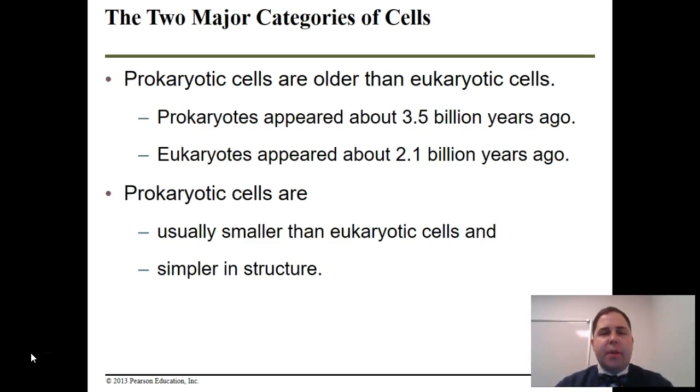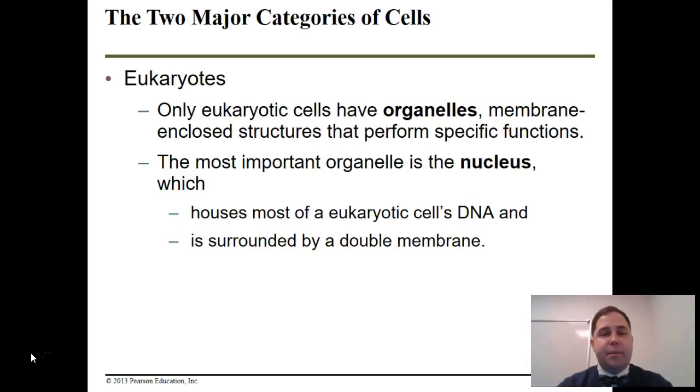I sort of alluded to it a minute ago in the idea that prokaryotes are before eukaryotes. Prokaryotes are older than eukaryotic cells. They appeared about 3.5 billion years ago, and we only saw eukaryotes about 2.1 billion years ago. Both of those seem really far back, but remember that we're talking about a difference of over 1 billion years between the first prokaryotes and the first eukaryotes. Prokaryotic cells, because they arise so much earlier, are smaller than eukaryotic cells and much simpler in structure.